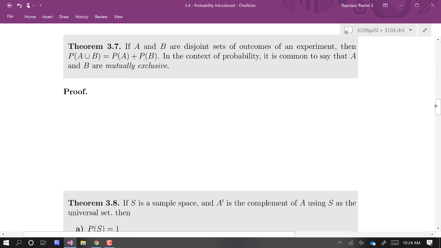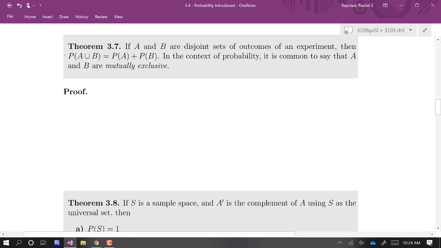Theorem 3.7 tells us that if A and B are disjoint sets of outcomes of an experiment, then the probability of A union B is equal to the probability of A plus the probability of B. We're going to be able to prove this. It's pretty simple, actually, using what we already know about counting.